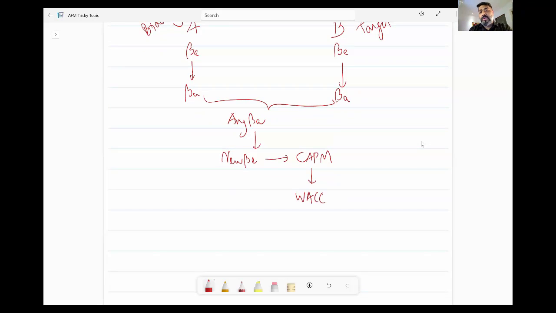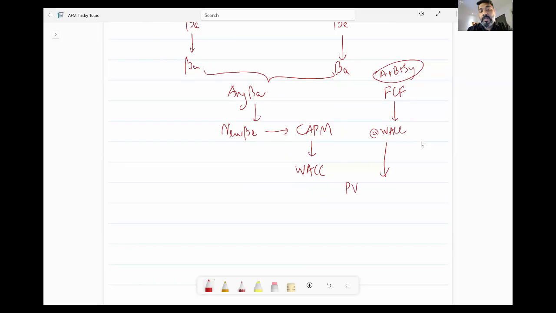Once this WACC is found, the free cash flows of the combined company, A plus B plus synergy, if any, will all be discounted at WACC. When we discount at WACC, the present value we get is the value of the business. From the value of the business, we deduct the value of debt in order to get the value of equity.